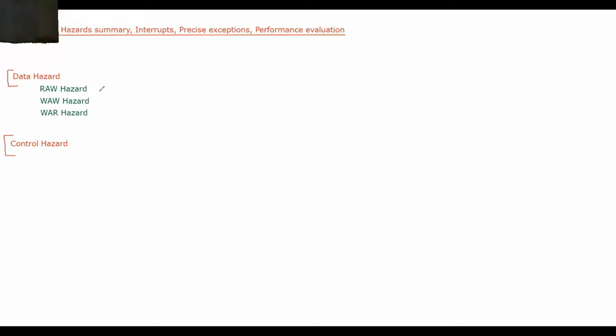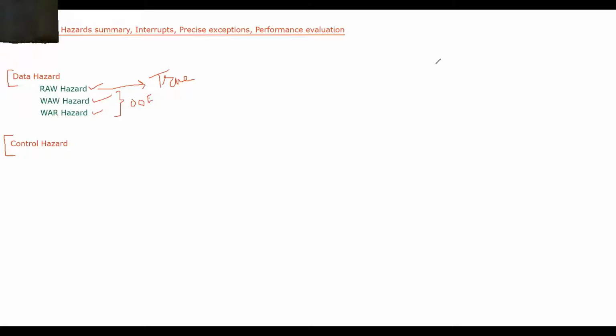In terms of data hazards, we have three types: RAW hazard, read after write, WAW hazard, and WAR hazard. And in these hazards, only the first one is the true hazard or true dependence. These two are only there if we have out of order execution. What is the meaning of out of order?